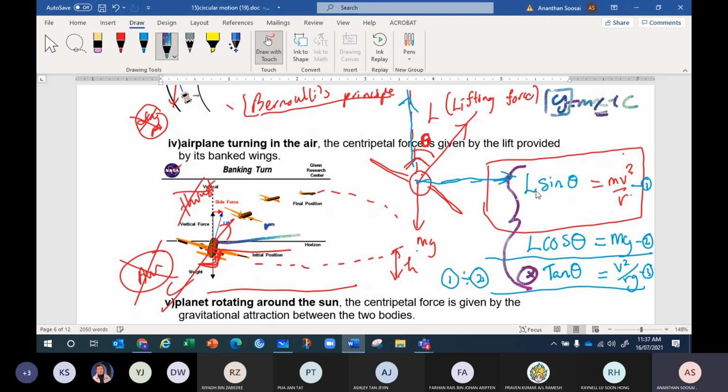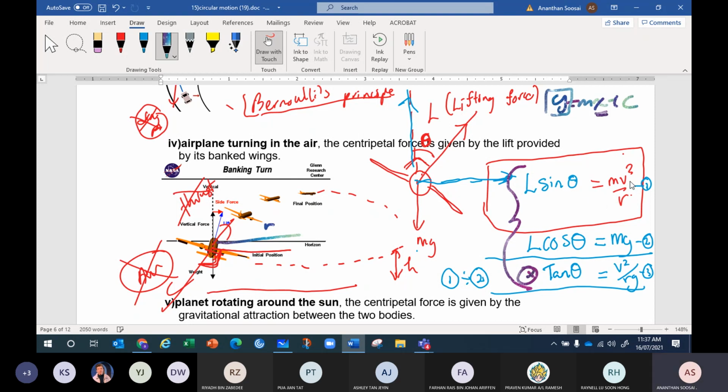R is constant. Is L constant? Is the lifting force going to be constant? A plane moves faster, what happened to the lifting force? It increases. When a plane moves forward very fast, the lifting force will increase, will lift more. So the lifting force is actually varying also. So you change v, not only theta will change, L also will change. So it is very difficult for us to link v and theta here. That's why we can't use the first one, because L is changing.